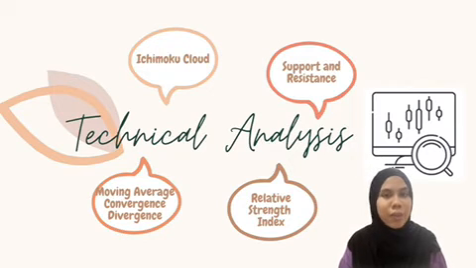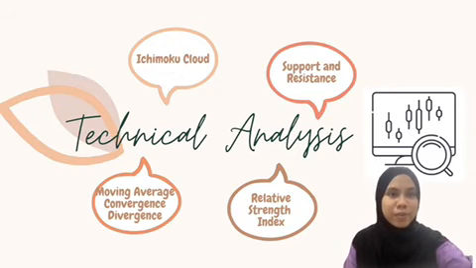buy or sell stock. For our group, there are 4 indicators that we use, which are relative strength index, Ichimoku clouds, moving average convergence divergence, and support and resistance level.